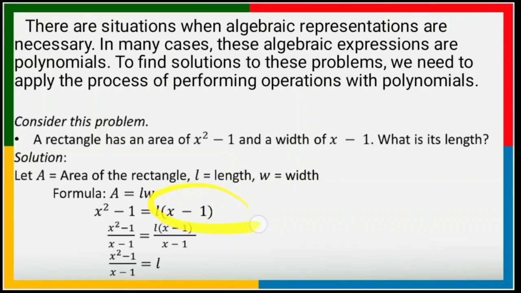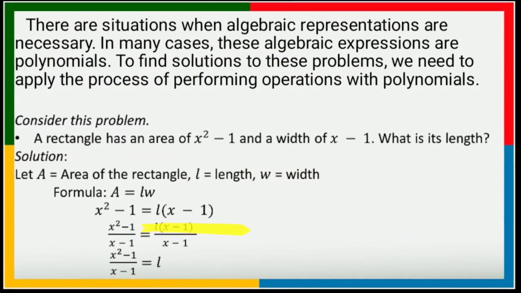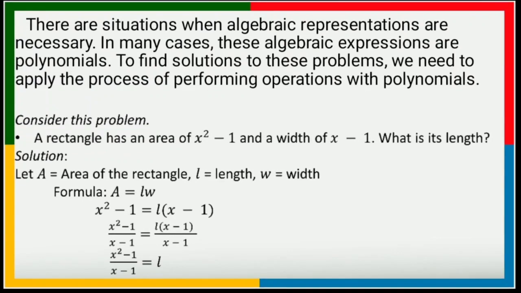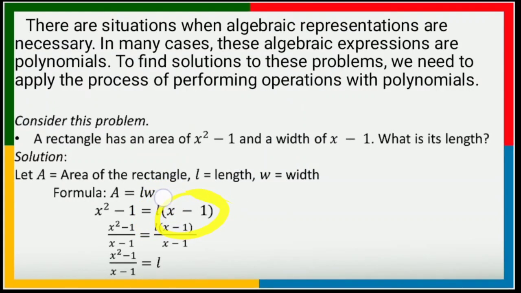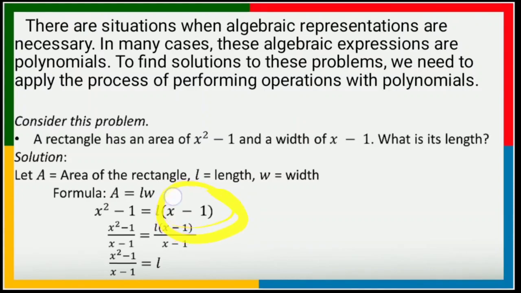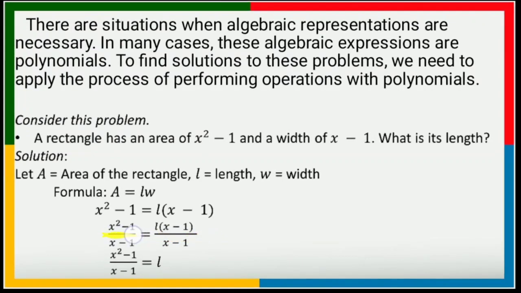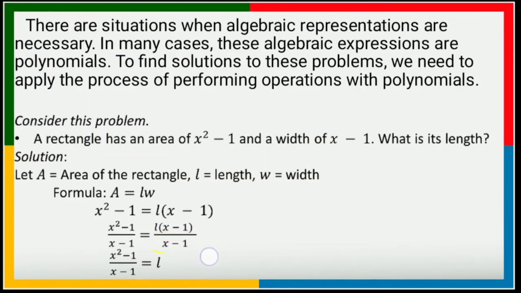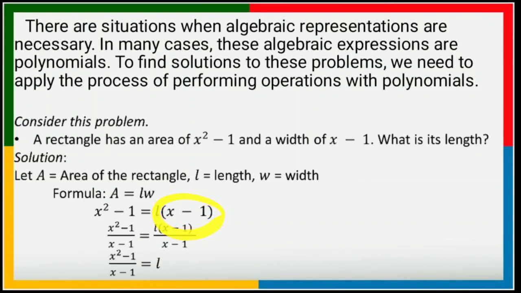Then, to solve this, you have to take note that if the operation is multiplication, we can divide both sides of the equation by the coefficient of the missing variable, wherein our missing variable here is length, and its coefficient is x minus 1. Therefore, to solve for L, we have to isolate it. Let's divide both sides. To the right of the equal symbol, divide by x minus 1. Why x minus 1? Because it is the coefficient of the length.